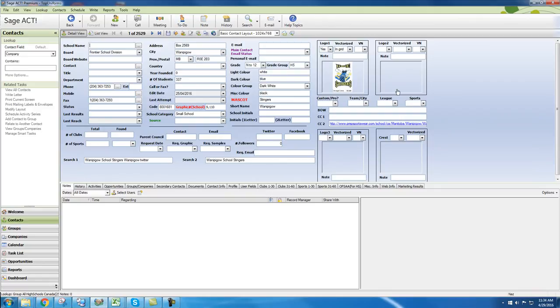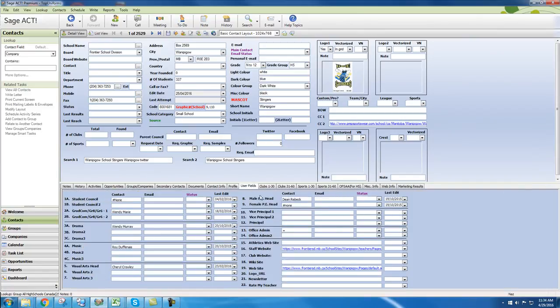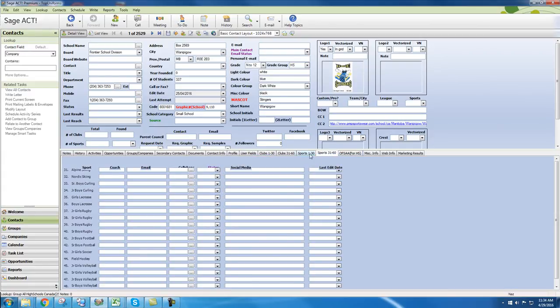know relatively quickly. If you were to click on this tab right here, user fields, you get to see some of the actual contacts we have in the school and the social media that we have associated with the school as well, such as wiki pages, websites, staff sites, the principal's office admin, and so on and so forth. And then on the left hand side, these are some of the more relevant clubs that we market towards, such as visual arts and music. And then we have these four tabs right over here, the clubs and the sports tabs.